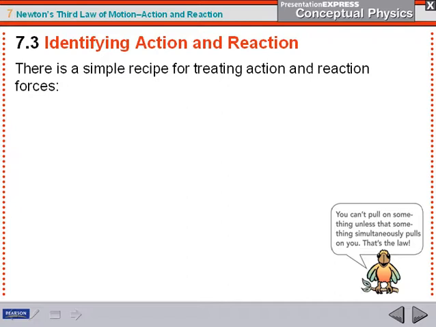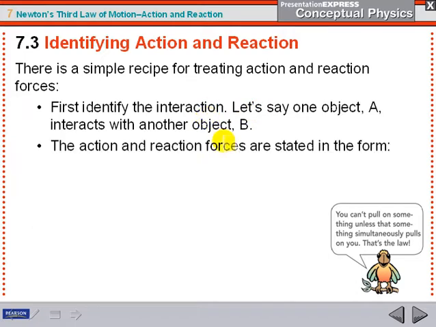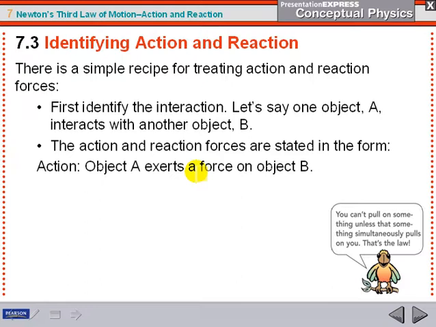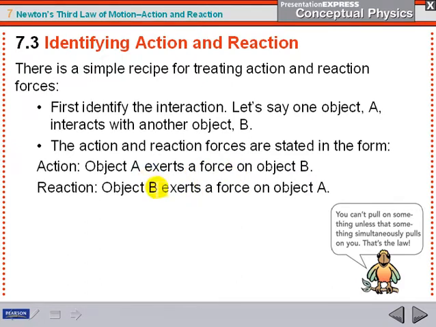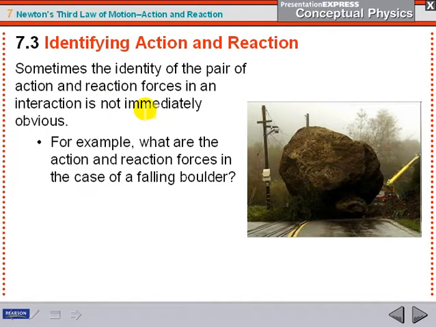So a simple recipe for identifying action-reaction forces is first identify the interaction. Then the action-reaction forces are stated in the form: object A exerts a force on object B, and object B exerts a force on object A. Sometimes it's hard to figure these out. It's not exactly obvious what's going on.